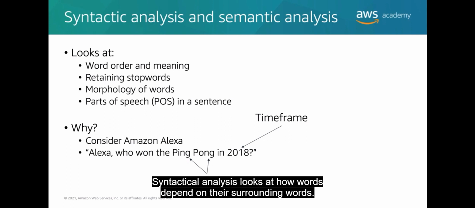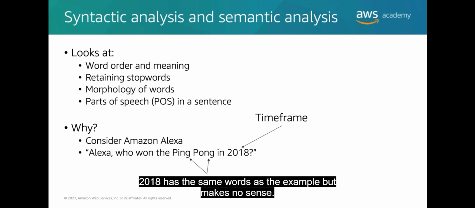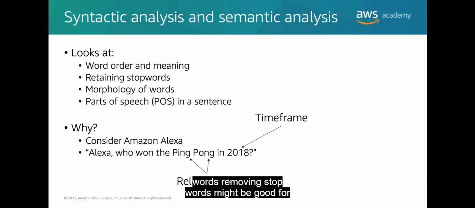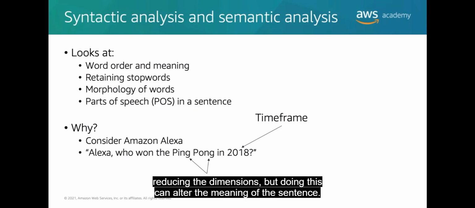Syntactical analysis looks at how words depend on their surrounding words. Changing the word order might make it difficult to understand the sentence. For example, the sentence, "Alexa, in the Who won Ping Pong 2018," has the same words as the example, but makes no sense. Next, consider whether you should keep stop words. Removing stop words might be good for reducing the dimensions, but doing this can alter the meaning of the sentence.